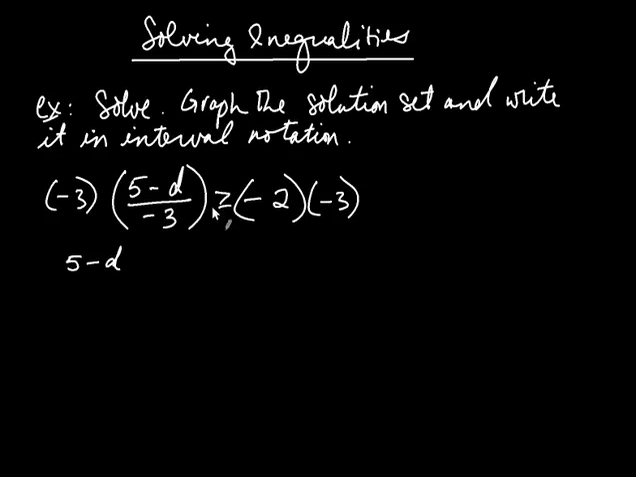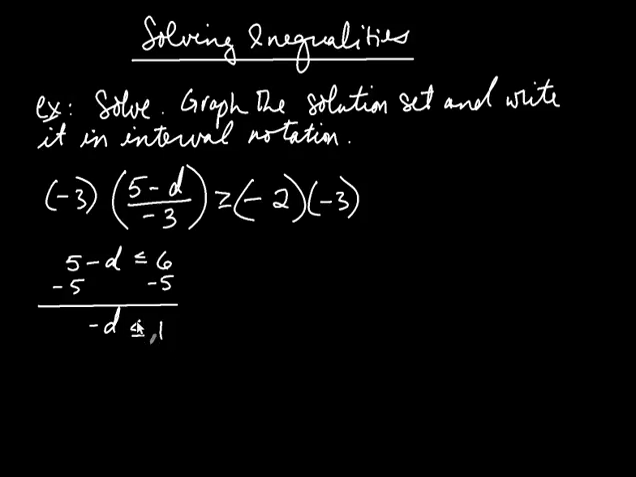And now, do you see how you multiplied both sides by a negative? That means you have to switch the direction of the inequality. So rather than greater than or equal to, it becomes less than or equal to. And now -2 times -3 is +6. So now we want to isolate the d, so we're going to first subtract 5 from both sides. And let's see, that leaves us with -d is less than or equal to +1.